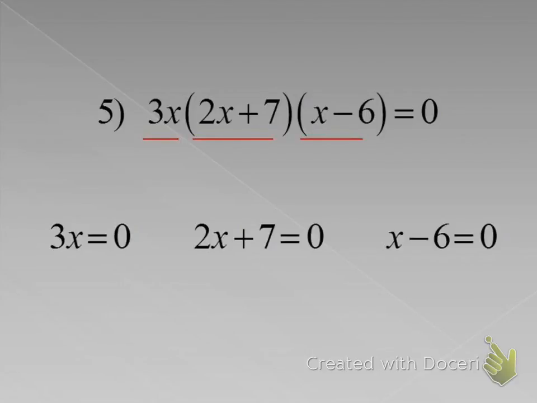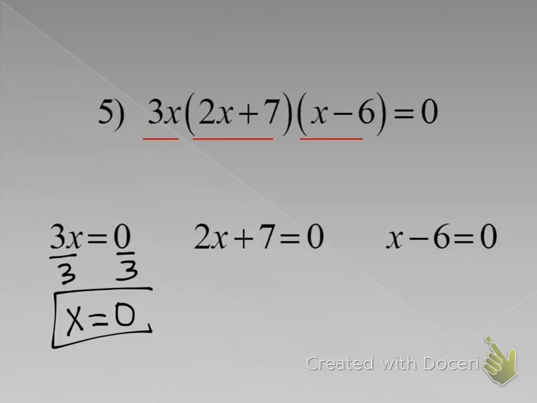The first one and the last one you can probably do real quick. How do I solve that first equation? Divide by 3. What's 0 divided by 3? 0. So I have 1x equals 0, or just x equals 0. Good.